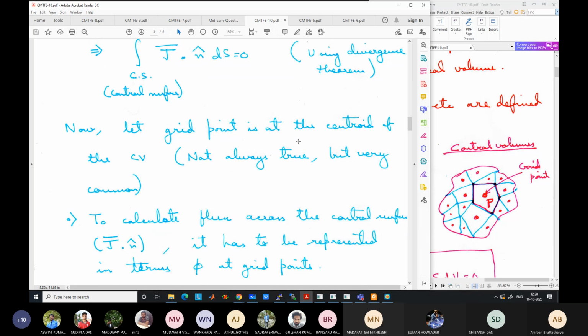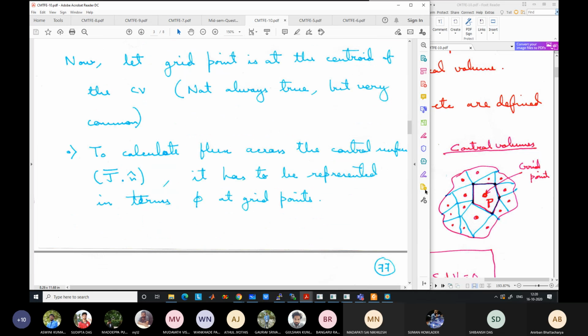Now let the grid point be at the center of the control volume, which is not always true, but it is the most common case. Generally it is taken at the center of the control volume like this, but it need not be the case. For example, in some cases for boundary control volumes, we have the grid point at the edge of the control volume, not at the center.